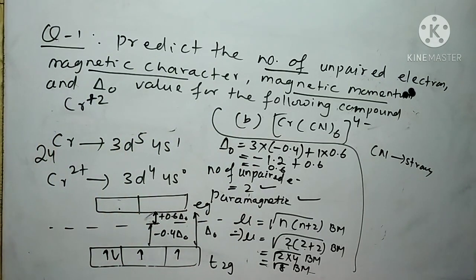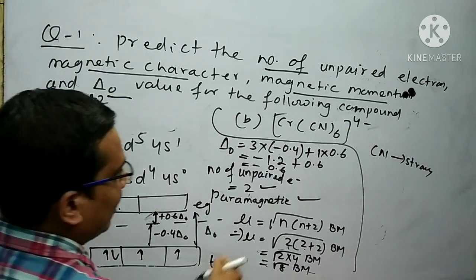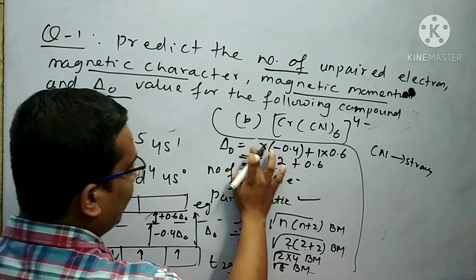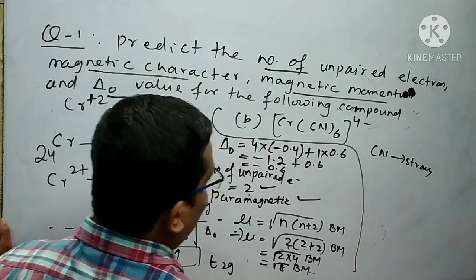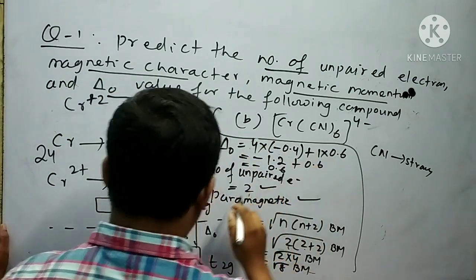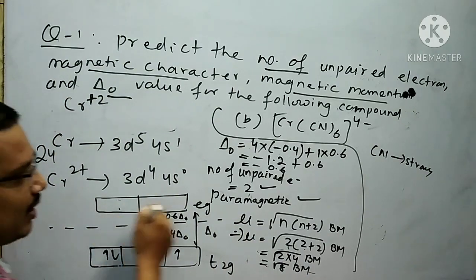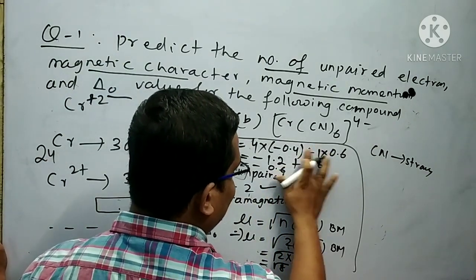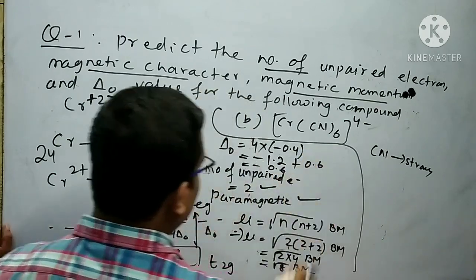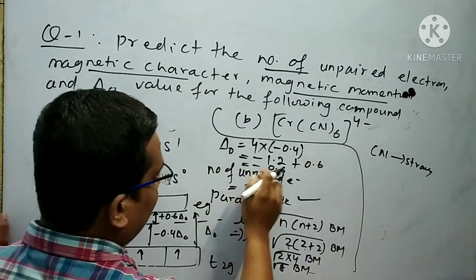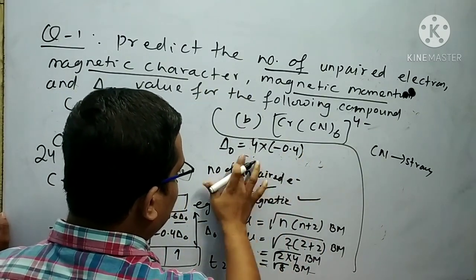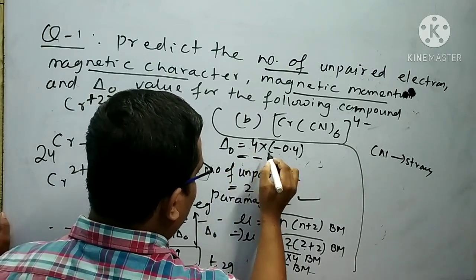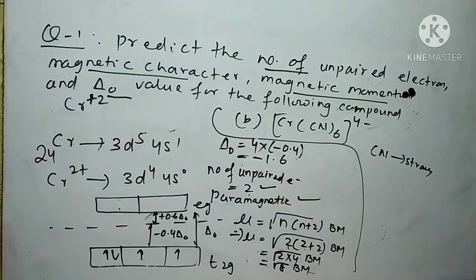Next point is find the del 0 value. Look at that, here 4 electrons are present in the t2g set of orbital. So here I can write 4 into minus 0.4. There is no electron present in the eg set of orbital, so I can write this term. Now del 0 value is equal to minus 1.6.